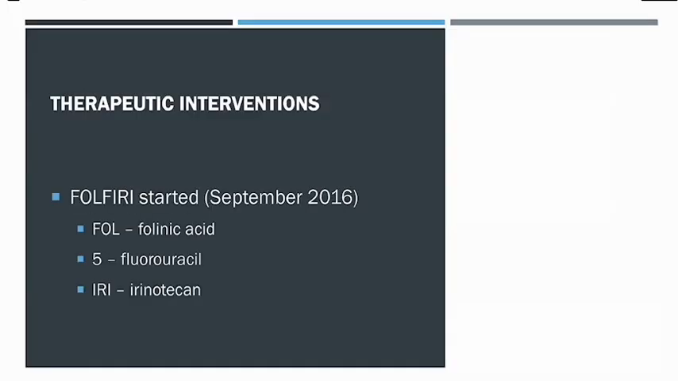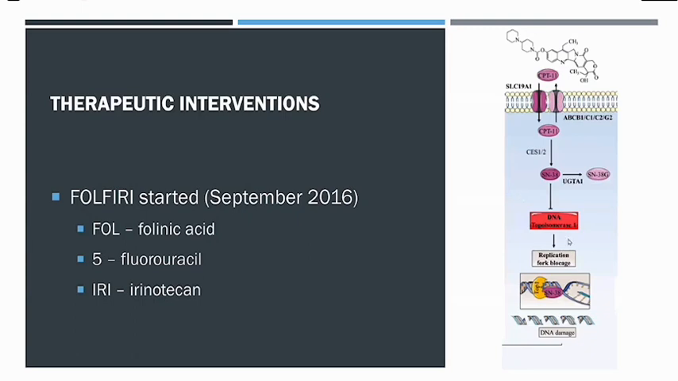Again, FOLFIRI was started. So folinic acid, FU, and irinotecan. So irinotecan is actually a DNA topoisomerase inhibitor. So if you remember the basic biology, DNA replication happens and then it induces positive supercoils and negative supercoils as the replication fork moves. And the DNA topoisomerase comes to nick a single strand and then release the supercoils, so that the DNA configuration can go back to normal and also replication fork stalling doesn't happen. So with the DNA topoisomerase being inhibited by irinotecan, there is a blockage of the replication fork and then basically DNA replication stops and then this DNA is degraded and so on and so forth.